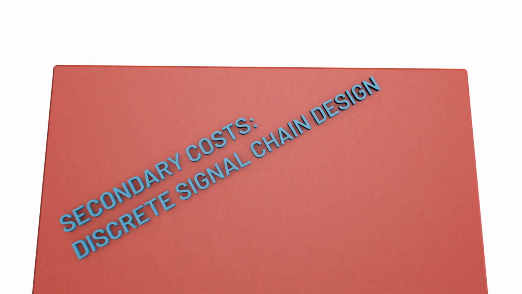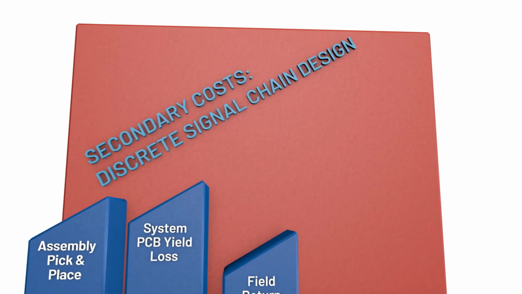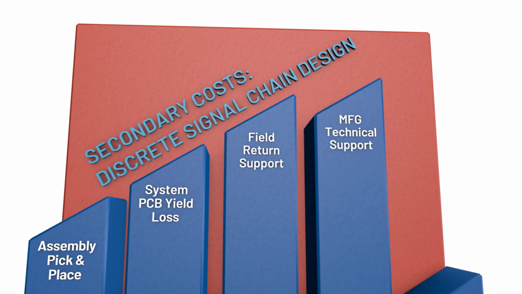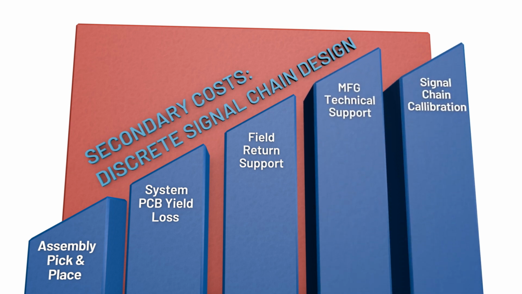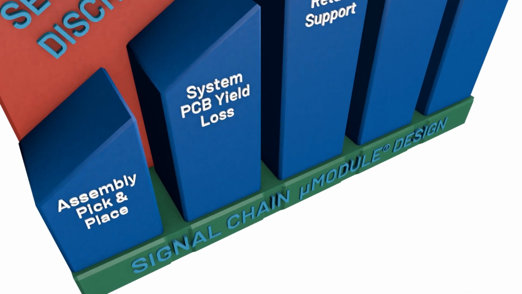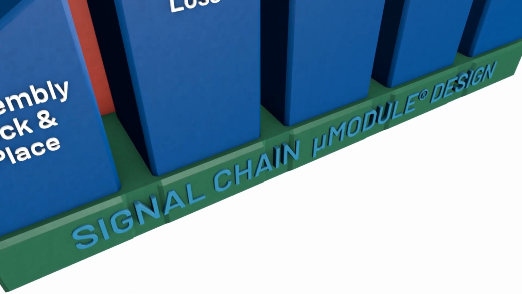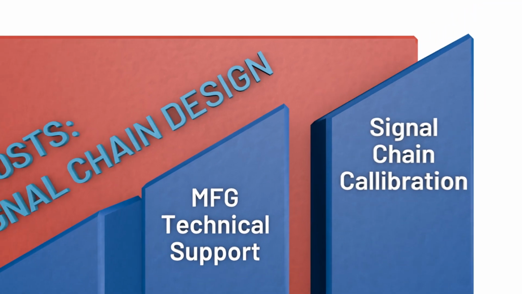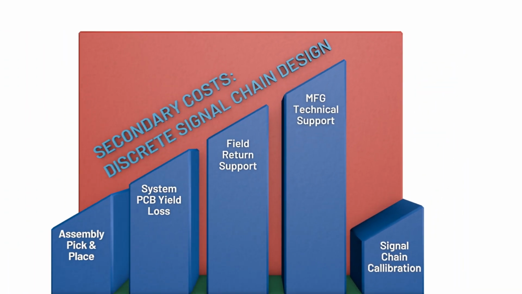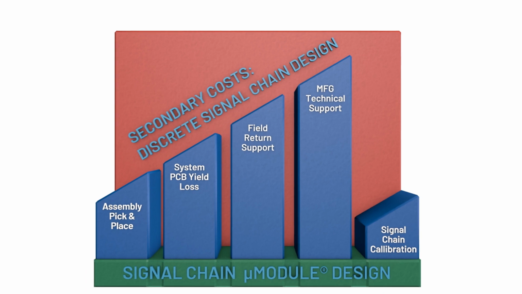Discrete signal chain solutions come with many secondary costs, from assembly to yield loss, field return support, manufacturing technical support, and signal chain calibration. A precision signal chain µModule reduces the total cost of ownership of a system over its lifetime. Parametric drift calibration costs are reduced because the passive components that influence drift are integrated into the µModule.